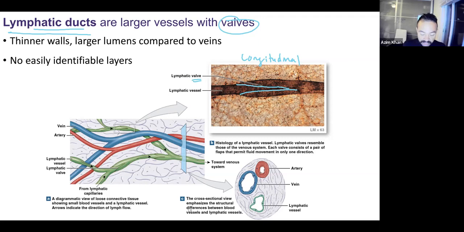How do lymphatic ducts differ from, say, veins, which are pretty similar since they also have valves? Lymphatic ducts have thinner walls and larger lumens than veins. Also, they don't really have layers. Veins, like arteries, have those three basic layers: tunica intima, media, and externa. We don't see those distinguishable layers with lymphatic vessels. Here's a nice illustration of differences between the three. Lymphatic vessels do not have layers.